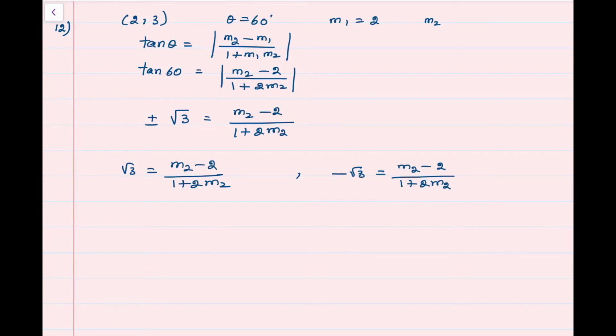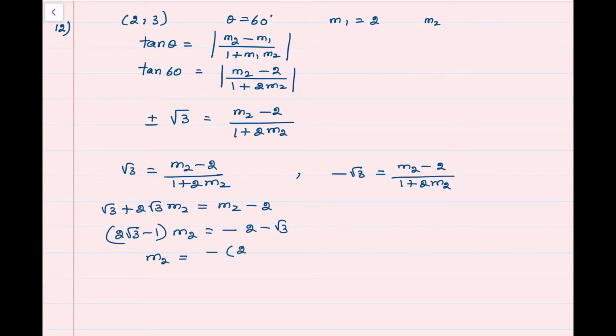Cross multiply. Root 3 plus 2 root 3 m2 is m2 minus 2. 2 root 3 minus 1 m2 is minus 2 minus root 3. Therefore, m2 from this case is minus of 2 plus root 3 divided by 2 root 3 minus 1. Let us solve the second equation.